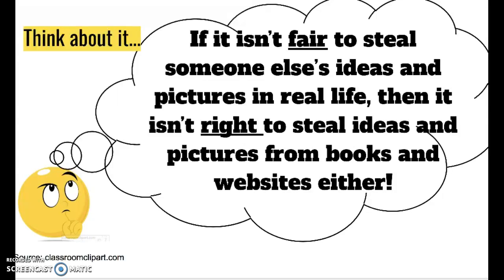Okay, now that we've all had a chance to experience and make a connection to copyright, let's get into the lesson. Something that I need you all to keep in mind as we go through this lesson is, if it isn't fair to steal someone else's ideas and pictures in real life, as we all just discovered, then it isn't right to steal ideas or pictures from books and websites either.